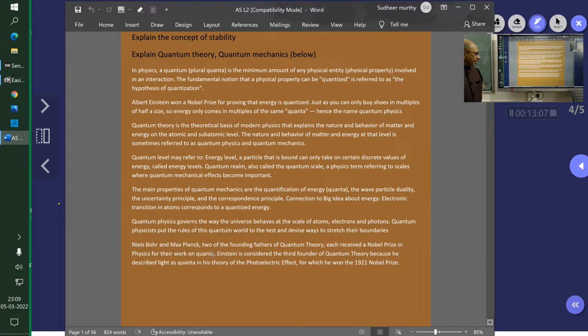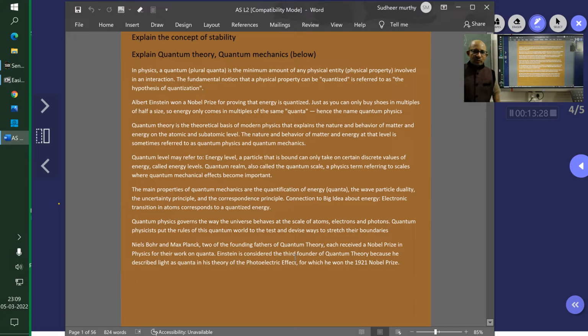Niels Bohr and Max Planck, two of the founding fathers of quantum theory, each received a Nobel Prize in physics for their work on quanta. Einstein is considered the third founder of quantum theory because he described light as quanta in his theory of the photoelectric effect, which we are going to learn eventually, in the year 1921.